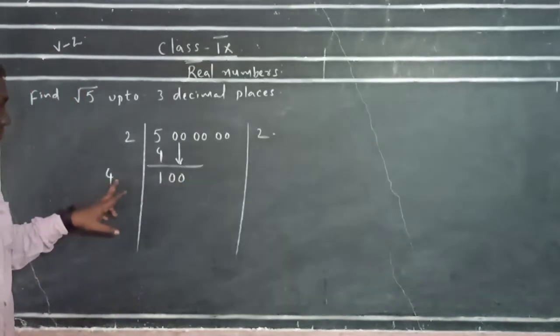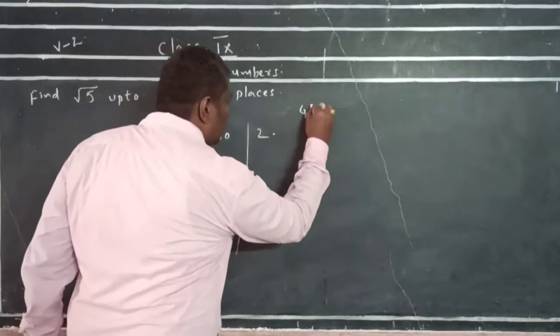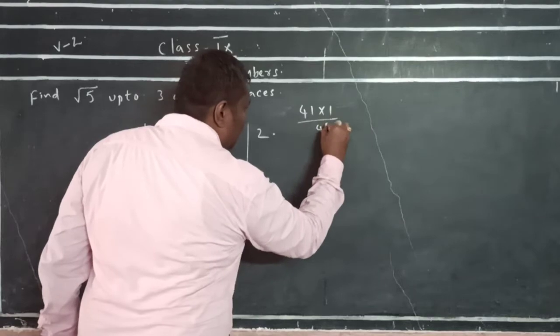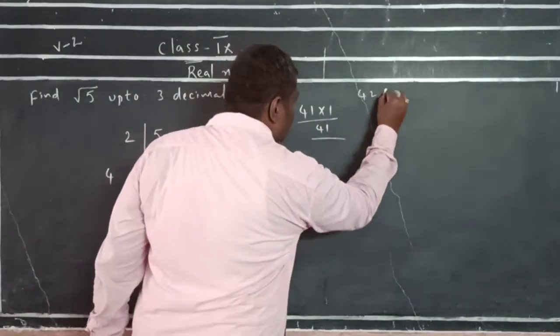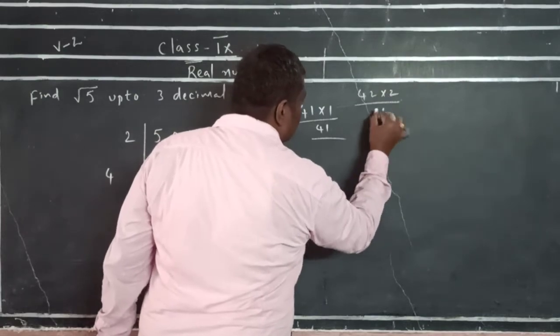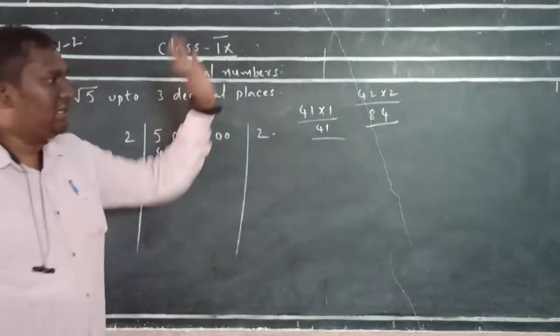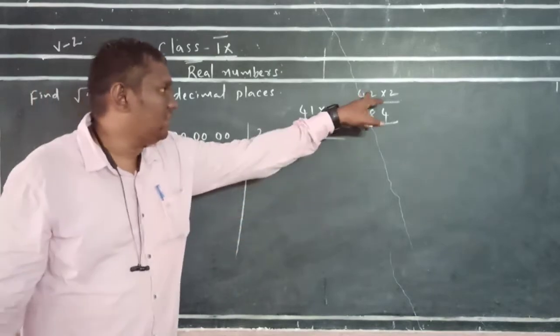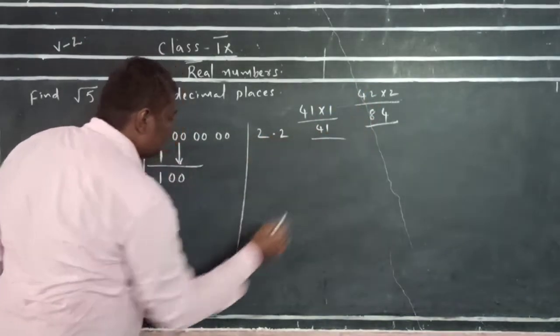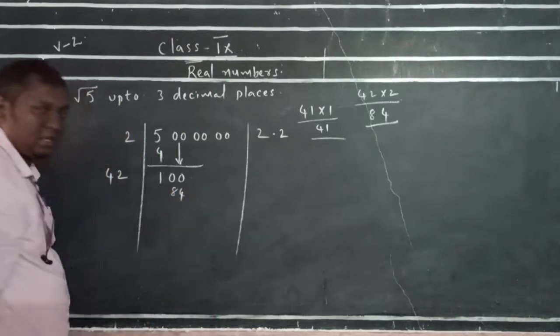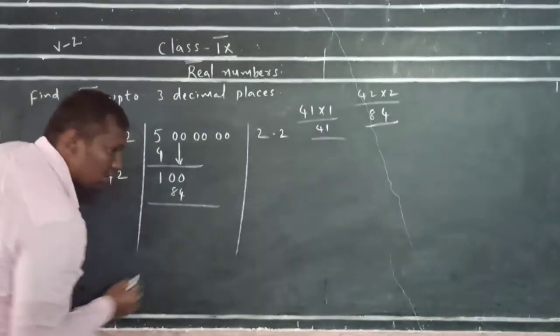Then 41 into 1 is 41. The next one, 42 twos is 84. 43 threes is a bigger number. That's why I am taking 42 twos. 42 twos is 84. The remainder is 16.